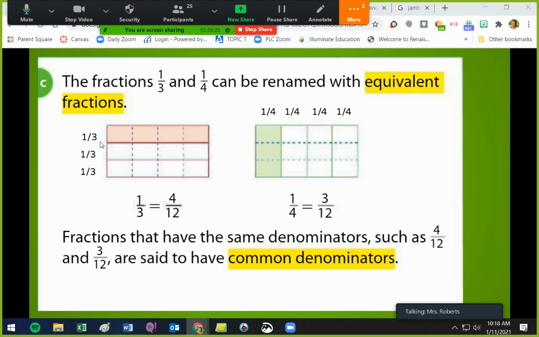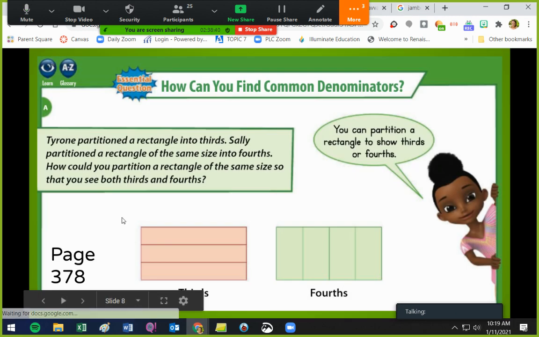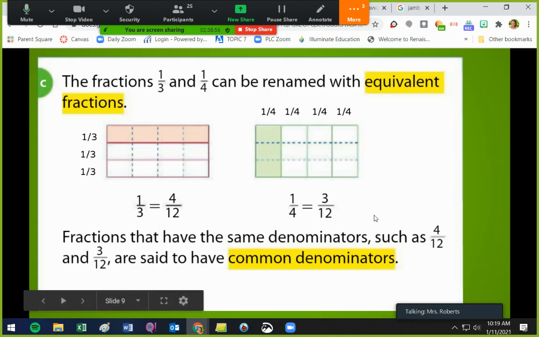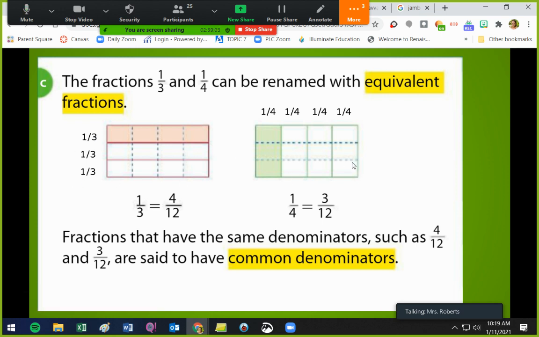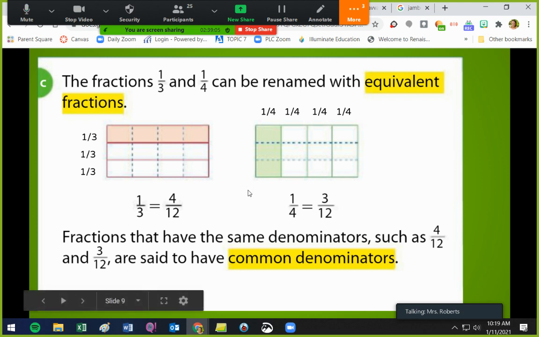So we had 3 strips. Let me go back. We had 3. Well, there's 1/3. Well, they're all shaded in, so it's really 3/3. But we want you to see here's 1 row, here's 1 row, here's 1 row. Here's 4 columns. I want to put them on the same rectangle. And when I cut it 3 going horizontal and 4 going vertical, that now makes 12 boxes. Okay, now we have a common denominator.